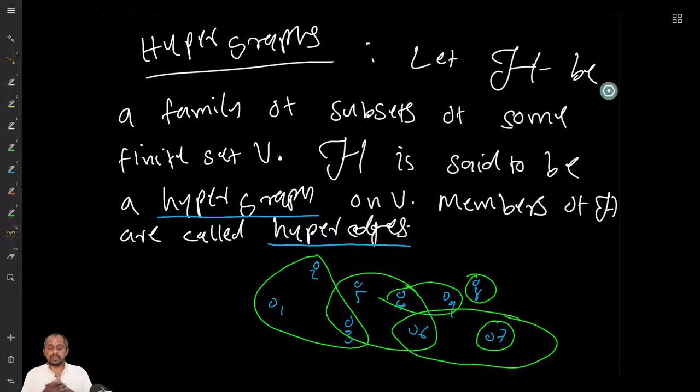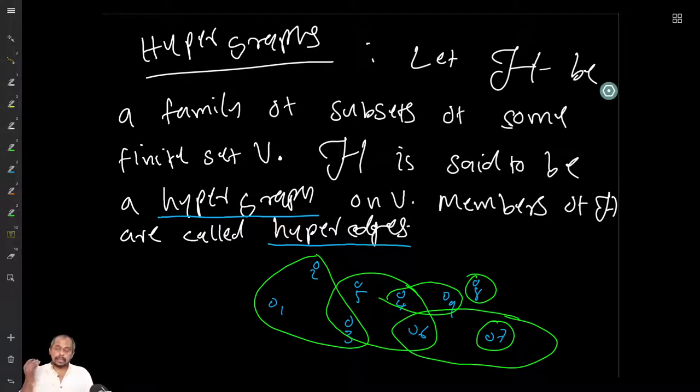Suppose we have a family of subsets of a finite set. So you have a set, let's say V, and this set is the universe, and then you make a family of sets drawing elements from this universe. Now such a collection of sets from this universe is called a hypergraph. So it's basically a set system, and we call such finite set systems hypergraphs over the set V.